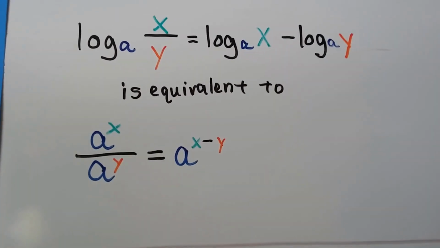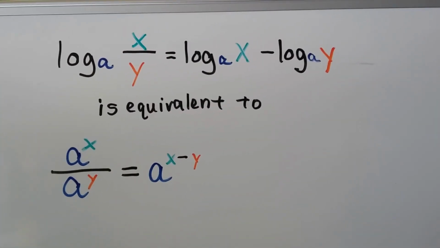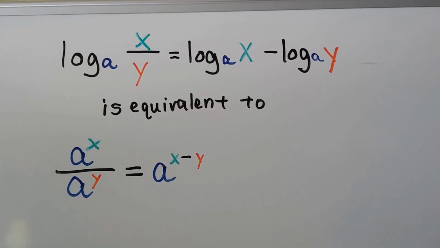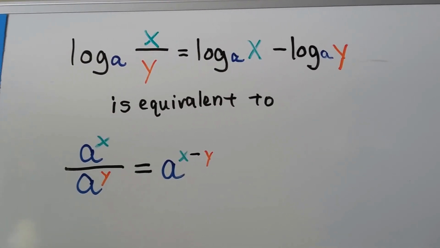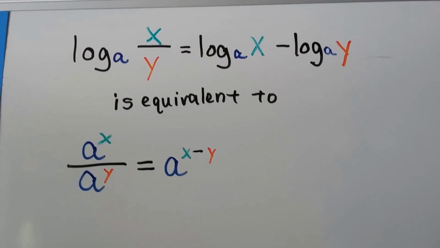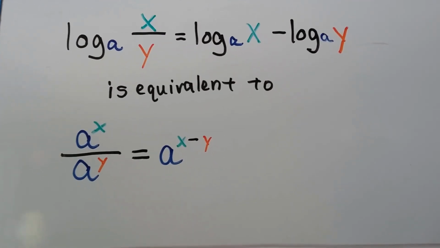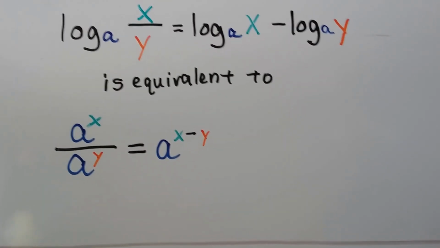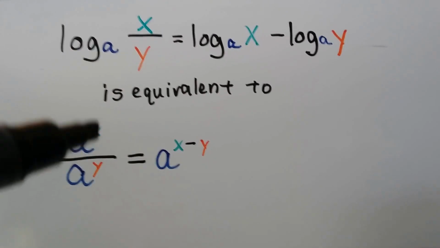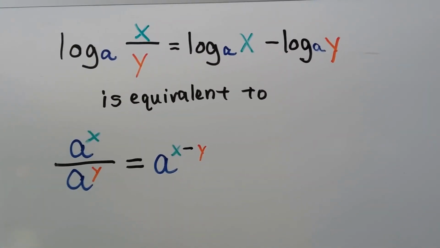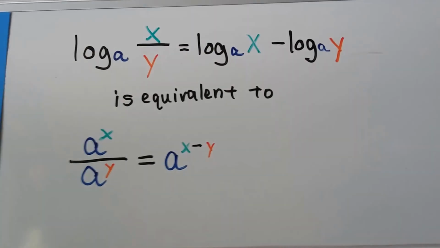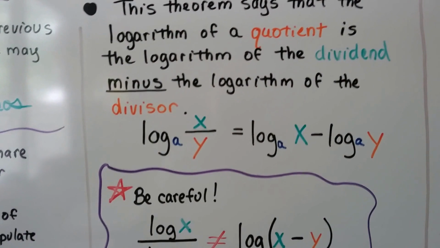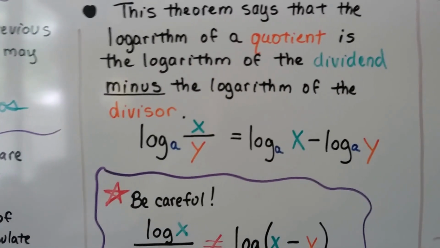So let me show you this up here. This is how it's like its exponential counterparts. We've got log base a of the quotient of x and y, and it equals log base a of x minus log base a of y. Remember, logs are exponents, and it's equivalent to the quotient of a to the x and a to the y. Remember, when the base is the same, we just subtract the exponents. Remember that? So that's why we're doing this. That's why we're subtracting here, okay? And this theorem says that the logarithm of a quotient is the logarithm of the dividend minus the logarithm of the divisor.